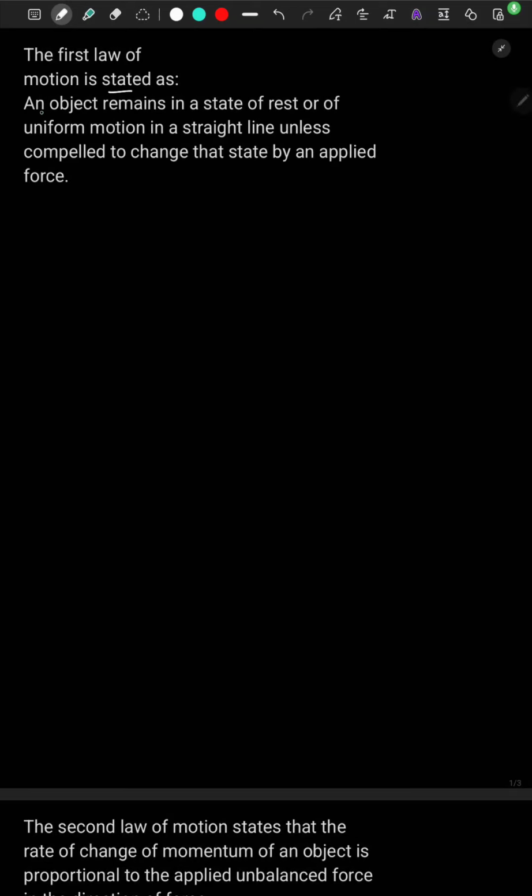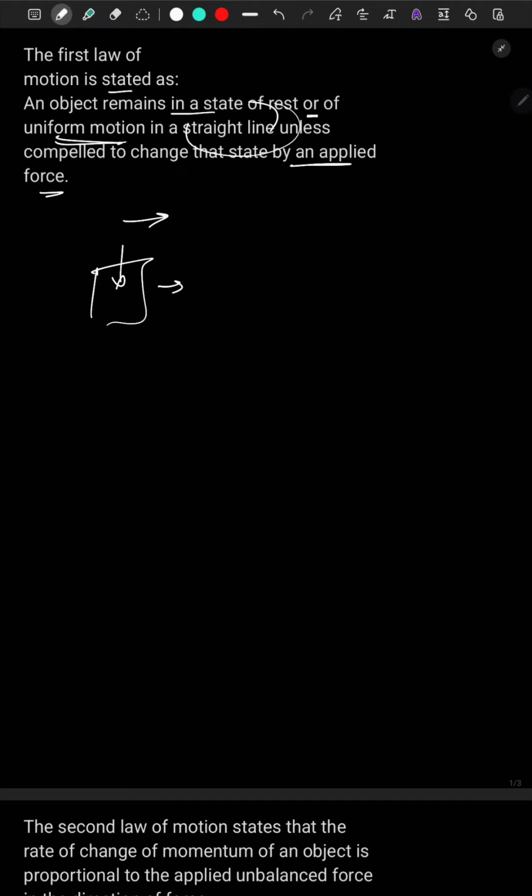An object remains in a state of rest or in a state of uniform motion in a straight line unless compelled to change that state by an applied force. So here it states that if a body is moving, then it will only stop until and unless an external force is applied. So here let us take an example of a moving car.